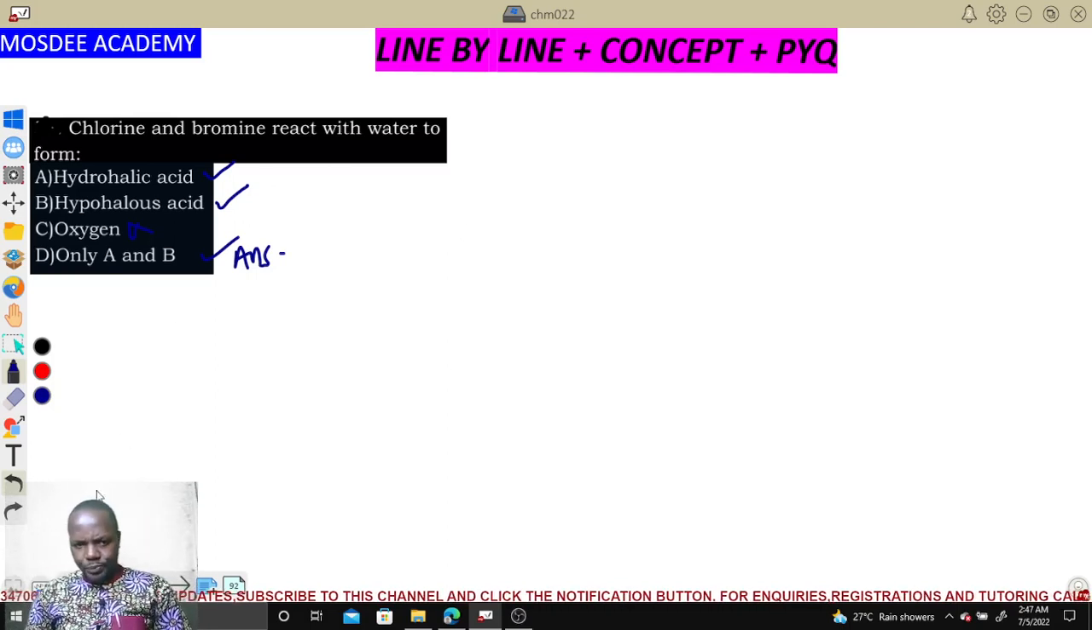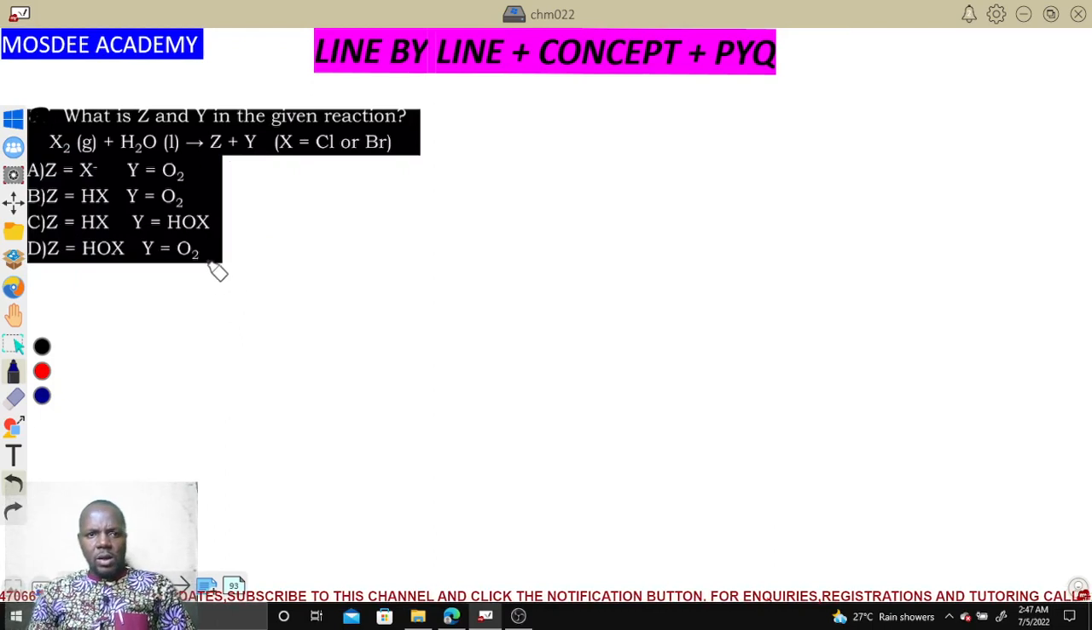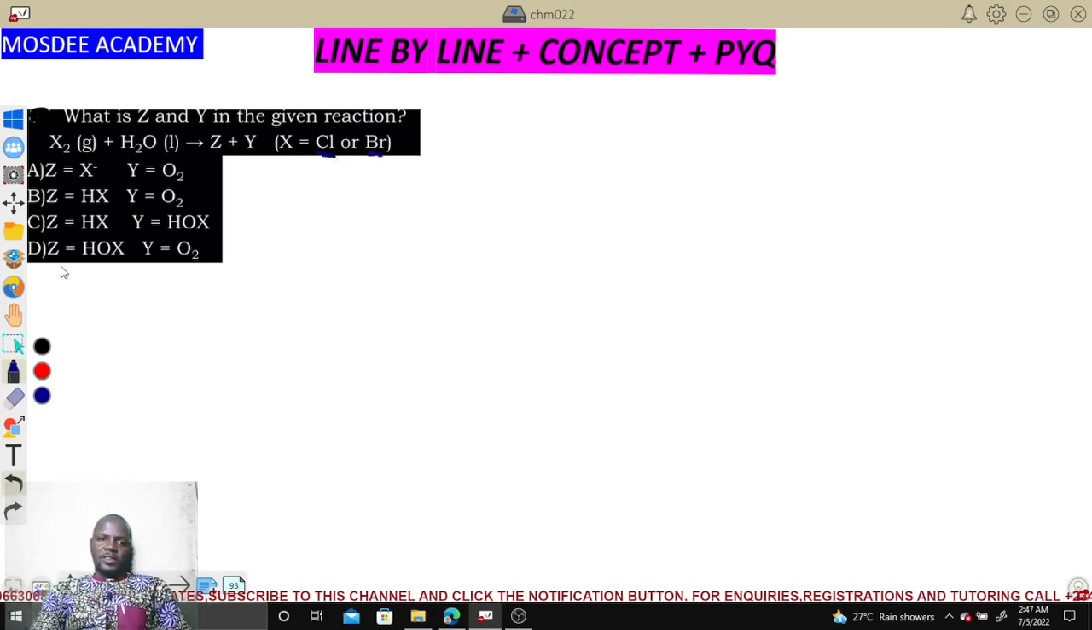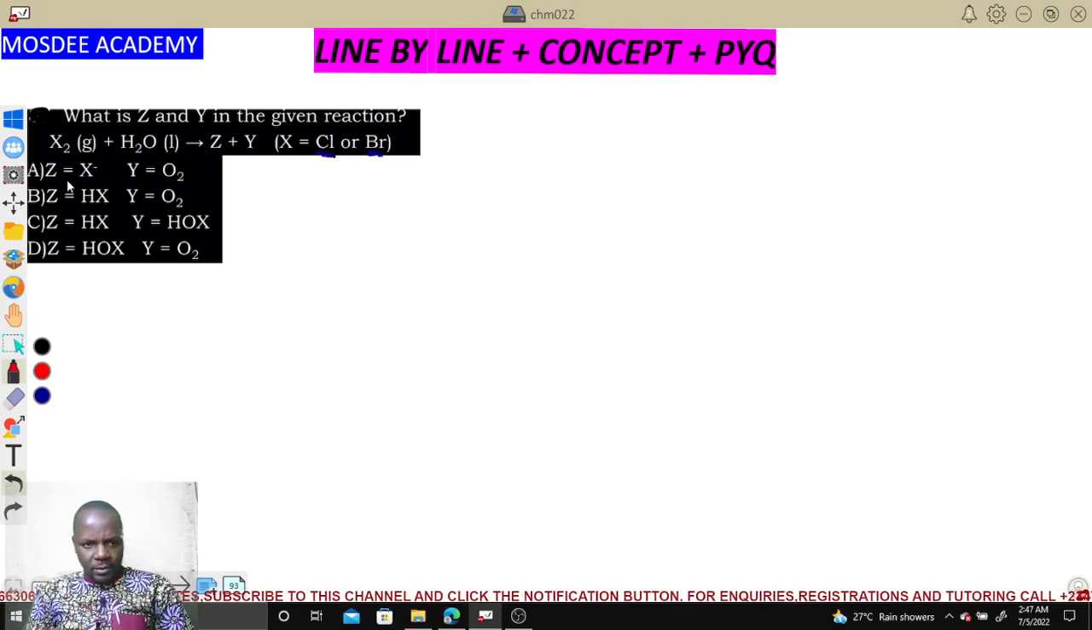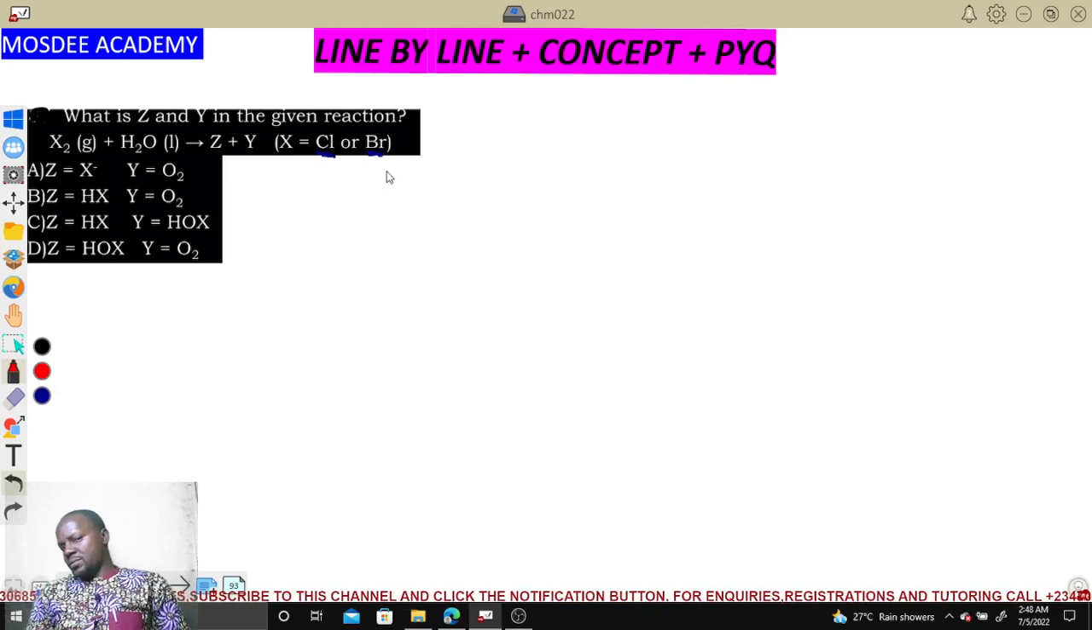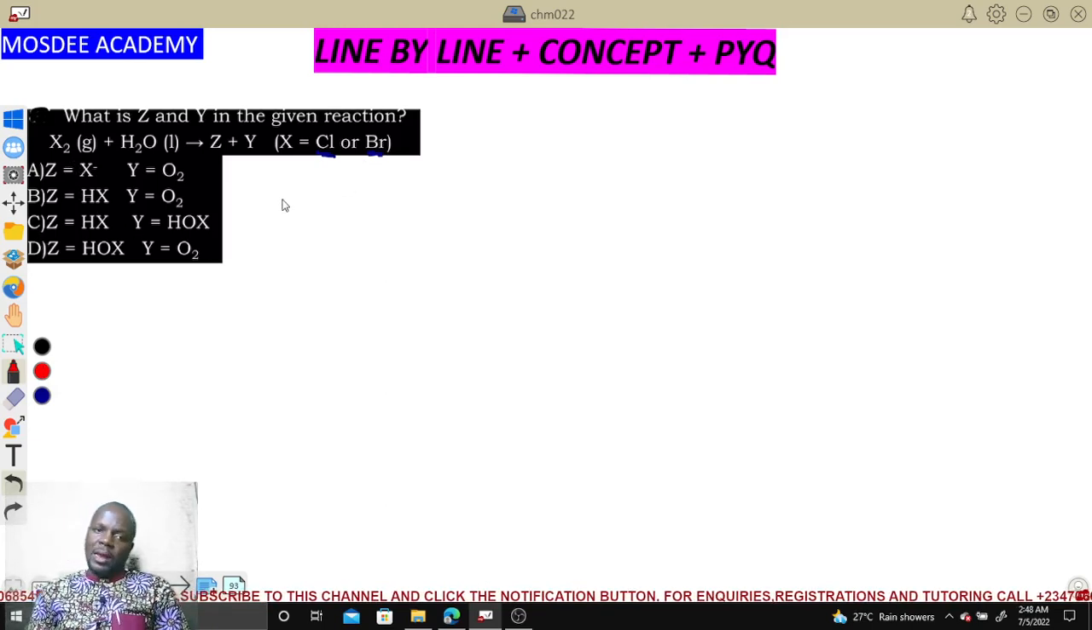Now, the next question is: what are Z and Y in the given reaction? This is chlorine and this is bromine. If it is chlorine and bromine, they are not going to give oxygen. They are going to give hypohalous acid and hydrohalic acid. We talked about that in the previous slide. So be careful about that.